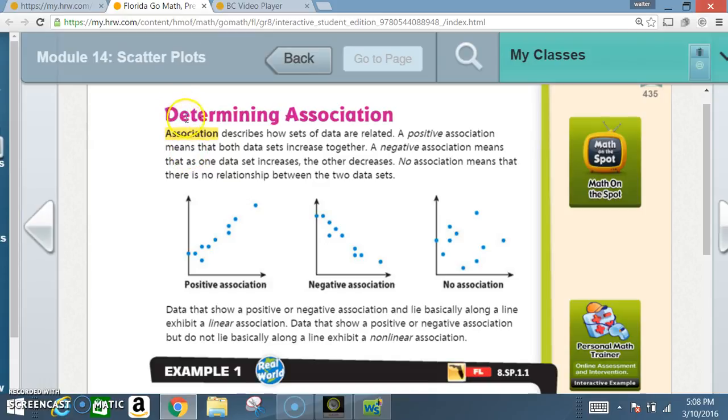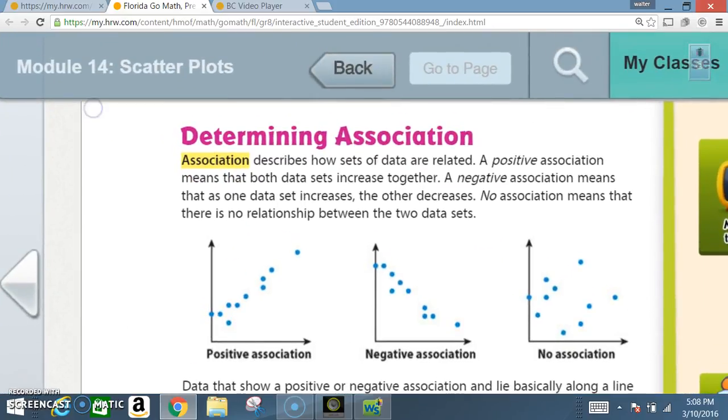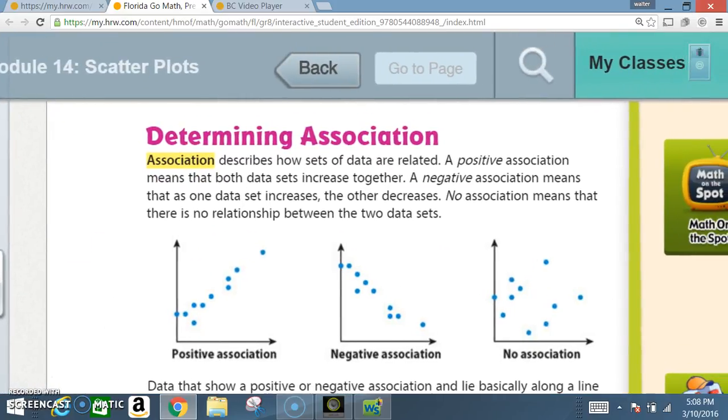Now, if you notice in the title of this section, they use the word association. Determining association. Association describes how sets of data are related. A positive association means that both data sets increase together.